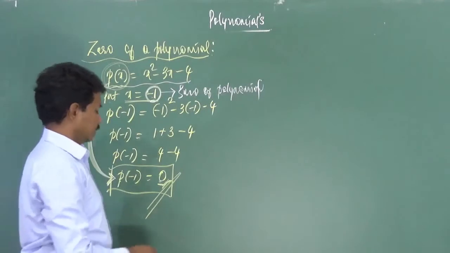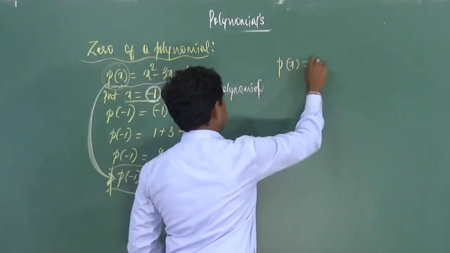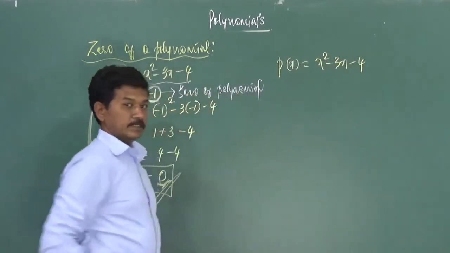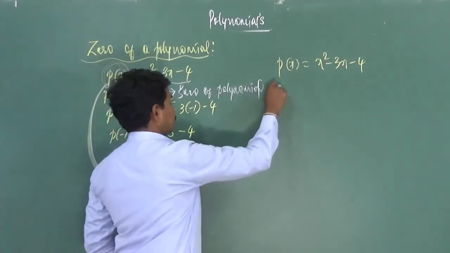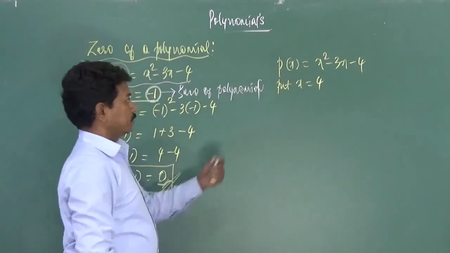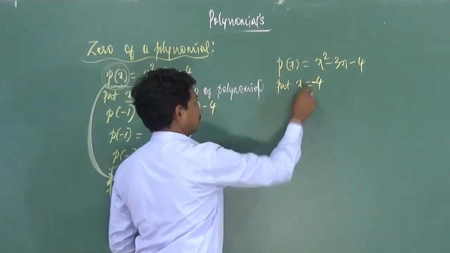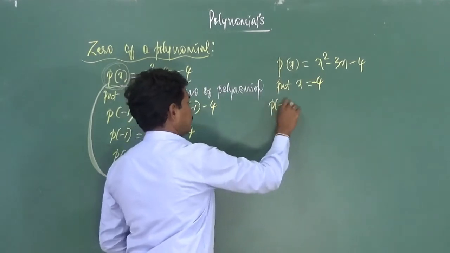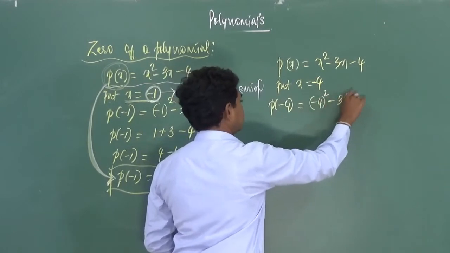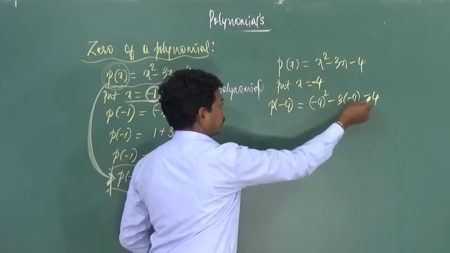Let us take another example. p of x is equal to x square minus 3x minus 4. I will substitute a value. Put x is equal to 4. Okay, I will take minus 4 first. So p of minus 4 is equal to minus 4 whole square minus 3 into minus 4 minus 4. In place of x I have substituted minus 4.